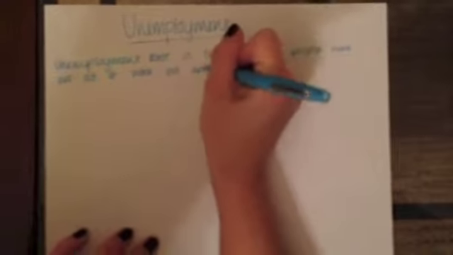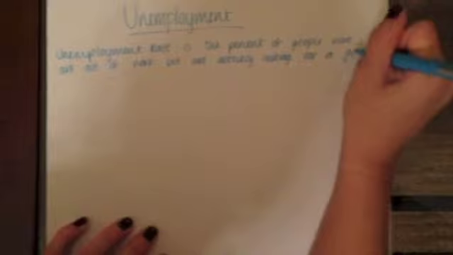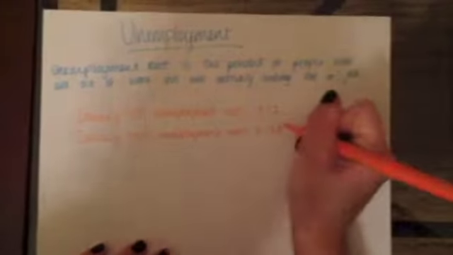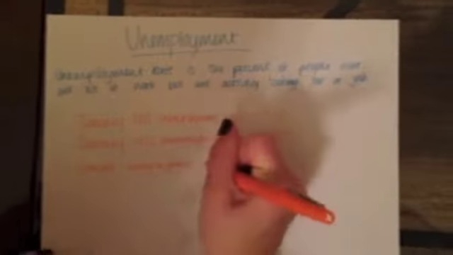Unemployment. The unemployment rate is the percent of people who are out of work but are actively looking for a job. The January 2011 unemployment rate was 9.1%. The January 2012 unemployment rate was 8.3%, and the current unemployment rate is 7.8%. The current unemployment rate is still relatively high, but compared to the last 2 years, it has gone down a significant amount.